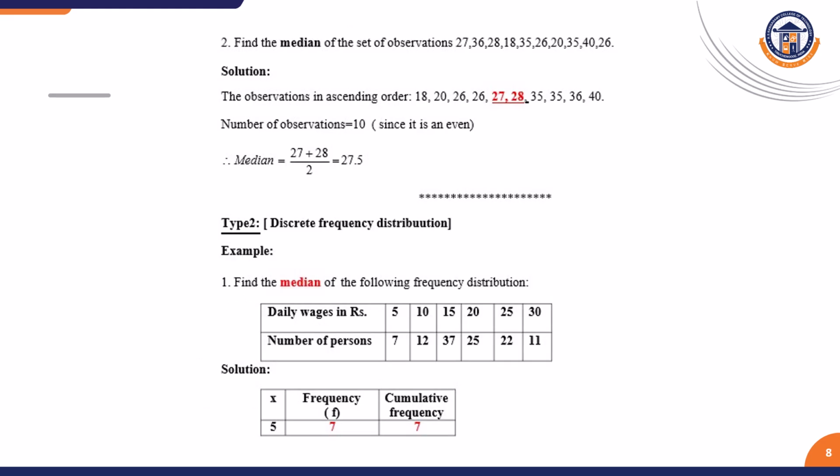First, we write the X data. In the second column, we write the F data. In the third column, we find the cumulative frequency. How to find the cumulative frequency? In the first column, X data. Second column, frequency data. Cumulative frequency means the first position of the cumulative frequency is nothing but the first value of the frequency.